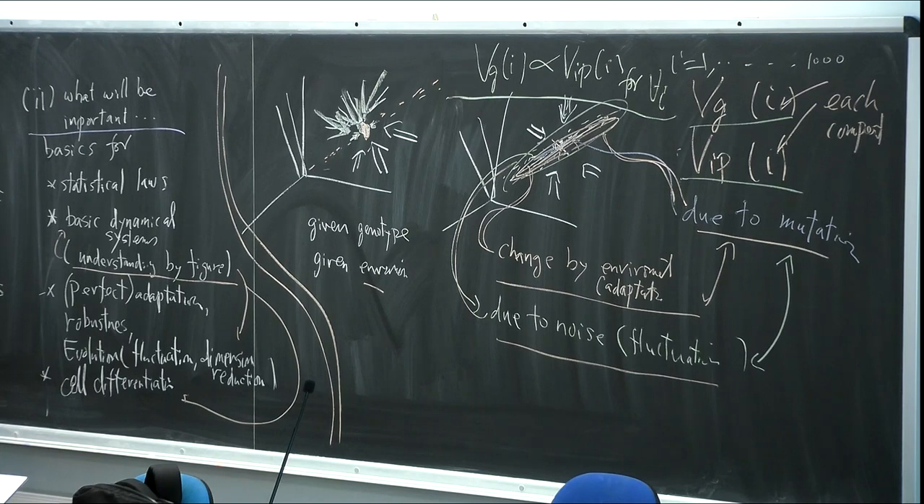And also, in this reaction network model, across all components, again, these are proportional. So this is VG and VIP, and I is a different component. So that's an additional result.